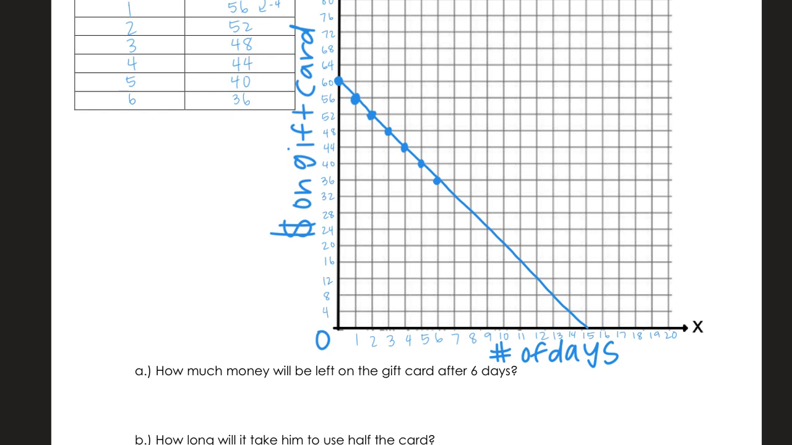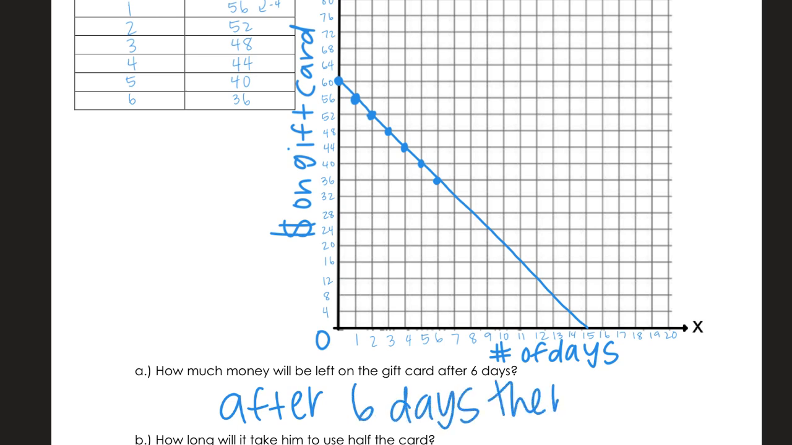In this situation, we were talking about dollars. So after 6 days, there is $36 left. Really tell me what it means. All right, let's look at the next question.